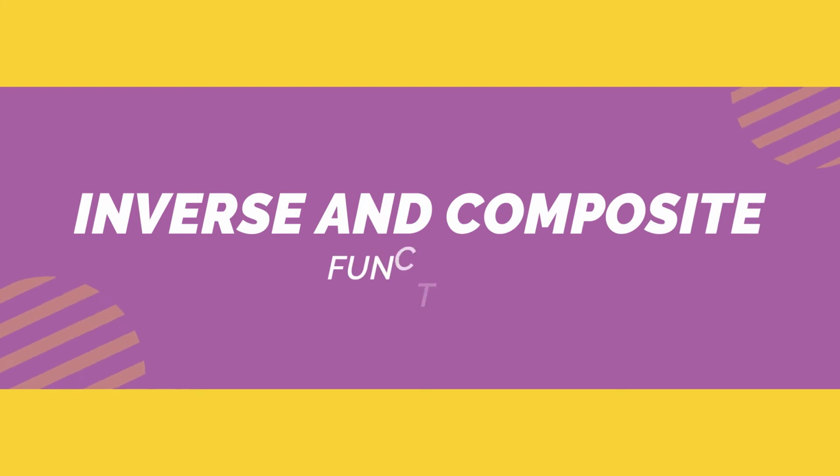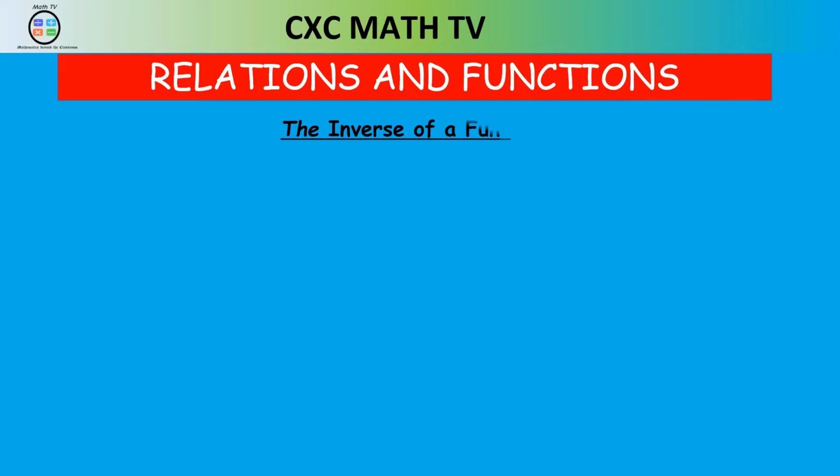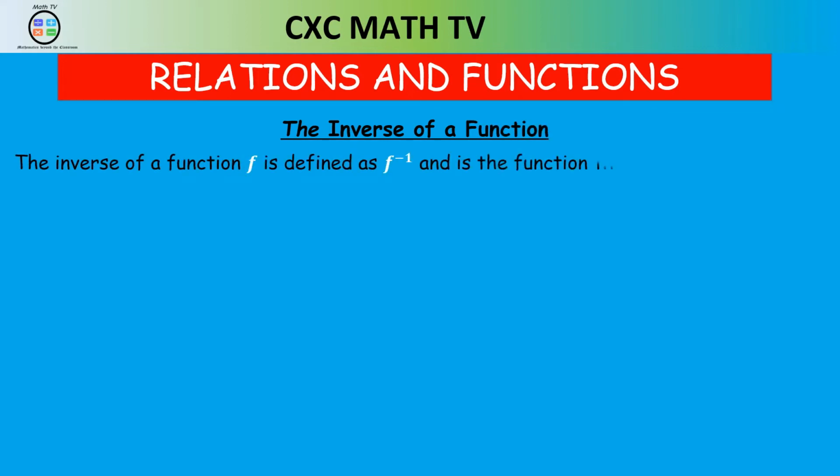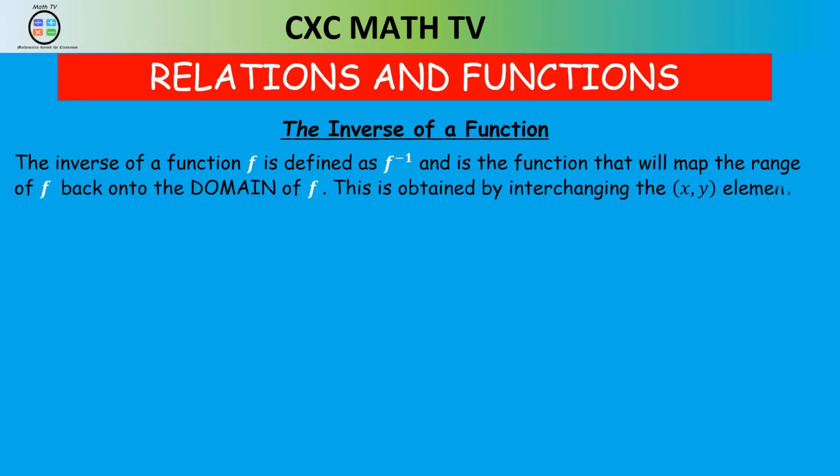Today we're looking at the inverse of a function. Now the inverse of a function, let's say the function is f, is defined as f raised to the power of negative 1. Some might say f to the minus 1. And the inverse is indeed a function, but this function will map the range back onto f. In other words, this is just interchanging the x and y elements of the ordered pair.